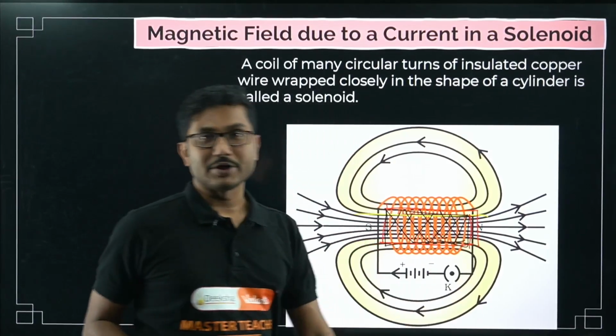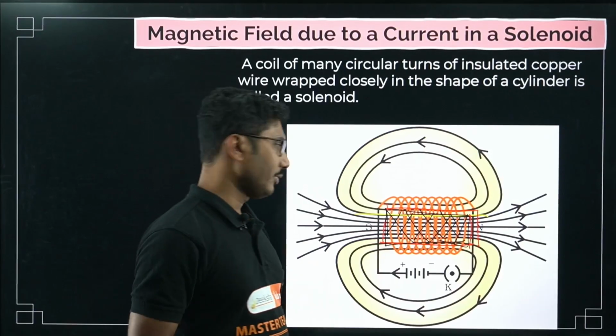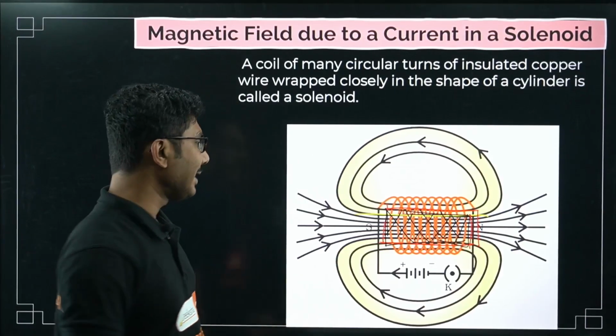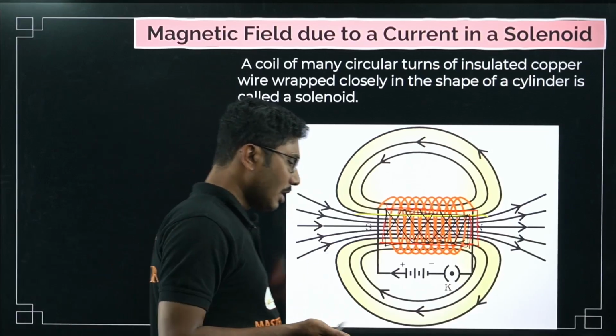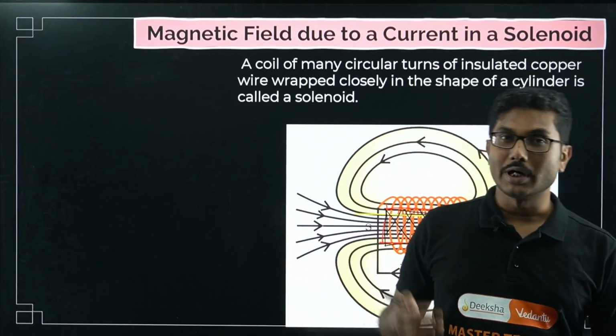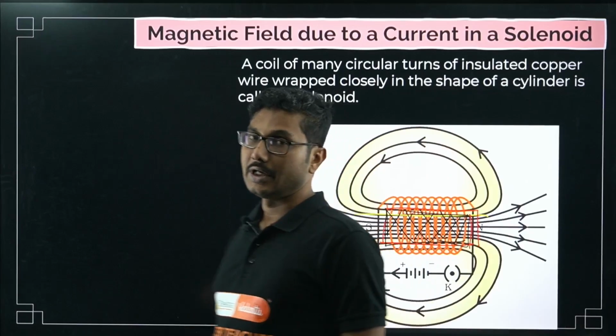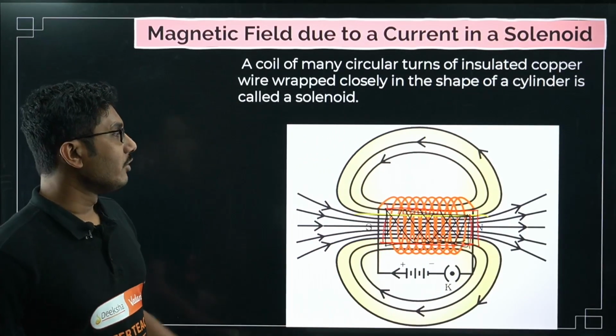This combination is called an electromagnet. Once you switch it off, the magnetic power will be gone. So that's why it is called an electromagnet. It works on the principle of electricity. If there is no electricity, it will no longer be a magnet.